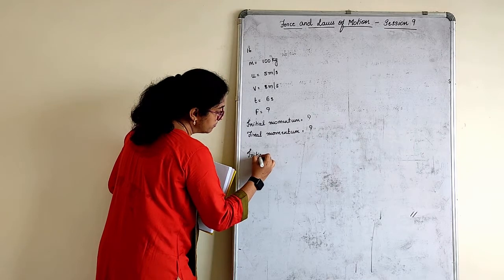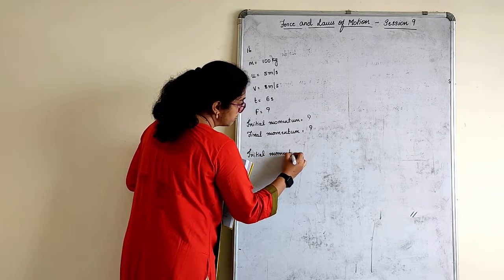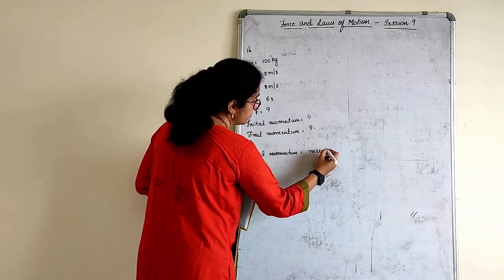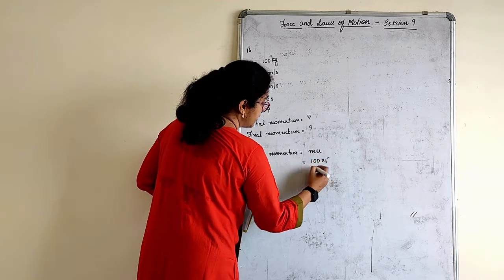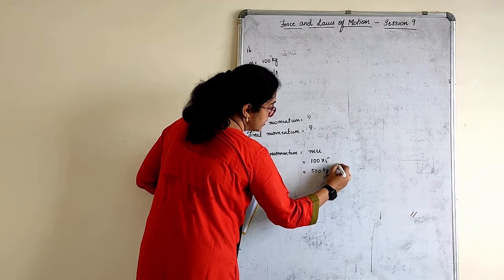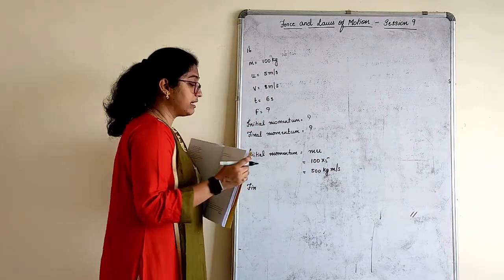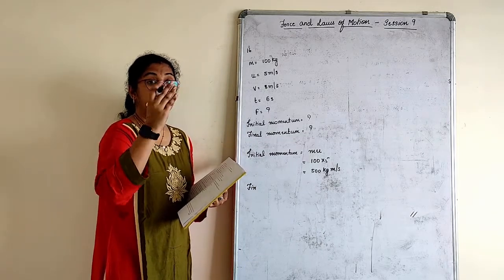Initial momentum is equal to mu, which is nothing but 100 into 5, that is 500 kg meters per second. We can do this directly. Force exerted is nothing but rate of change of momentum, that is final minus initial by t.